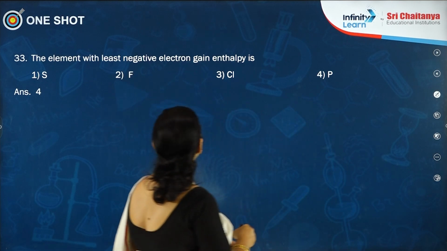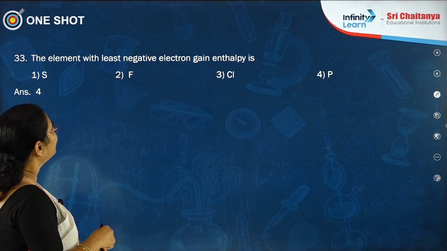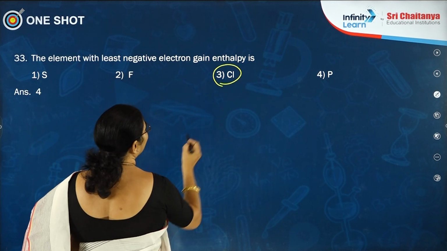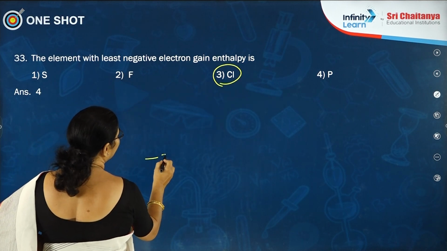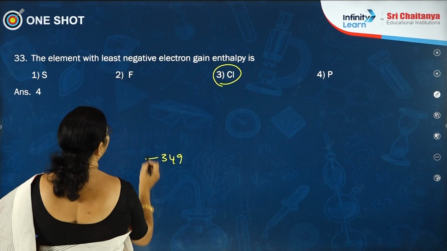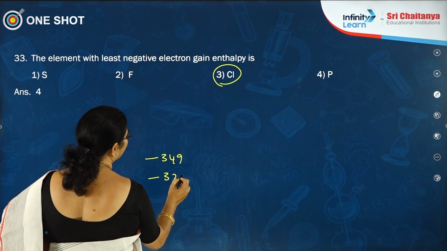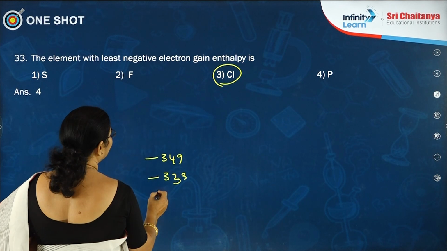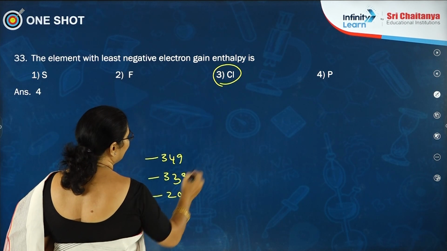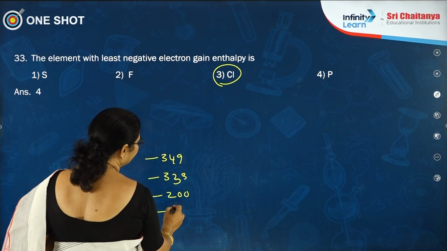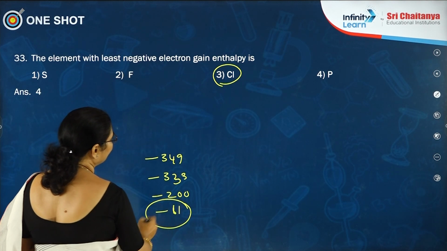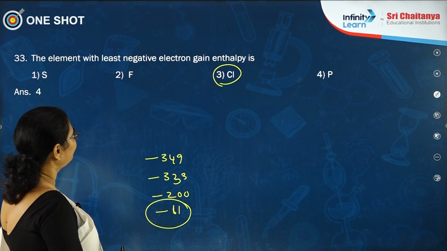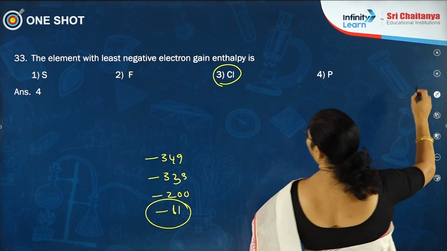The element with the least negative electron gain enthalpy: the highest negative value is for chlorine, minus 349, and fluorine, minus 333. Next sulfur minus 200, phosphorus minus 61. So the lowest negative value of electron gain enthalpy is for phosphorus. This is based on the magnitude.